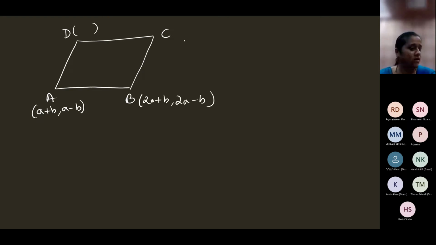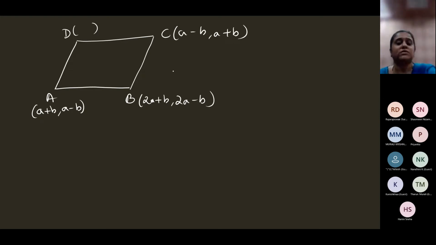Supposing you're given a parallelogram with these vertices, let's call it A, B, C, and D. We don't know the coordinates of D. The coordinates of A are a plus b, comma a minus b. The coordinates of B are 2a plus b and 2a minus b. The coordinates of C are a minus b and a plus b. Now we need to find the coordinates of D.